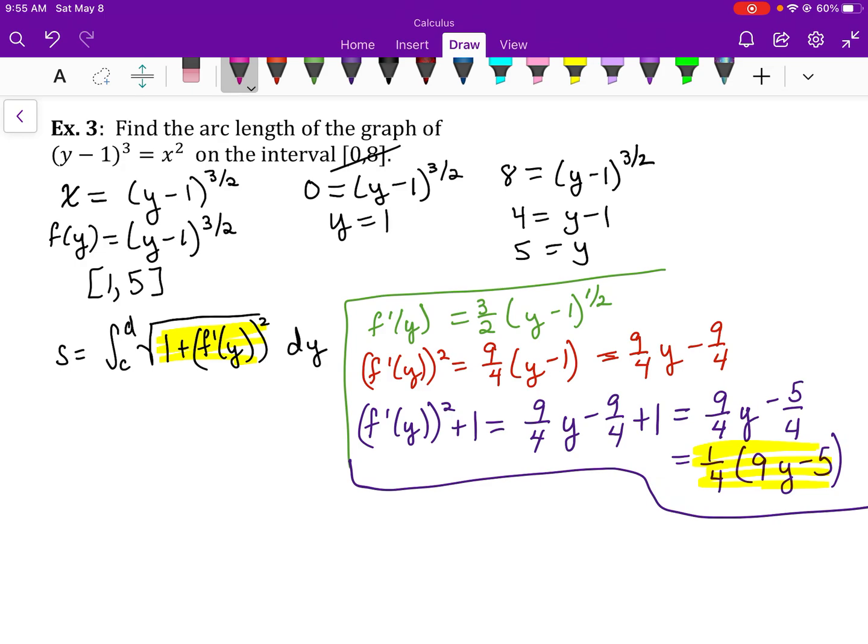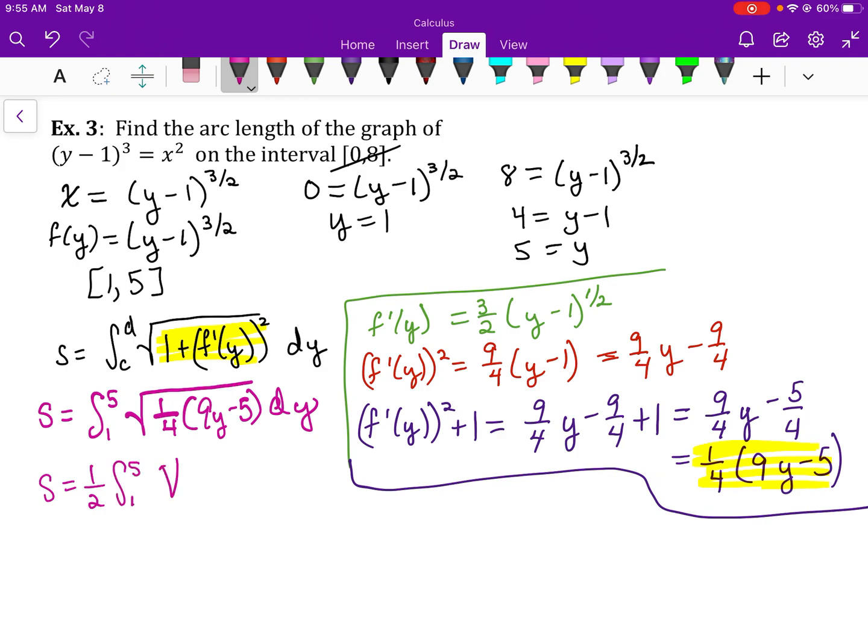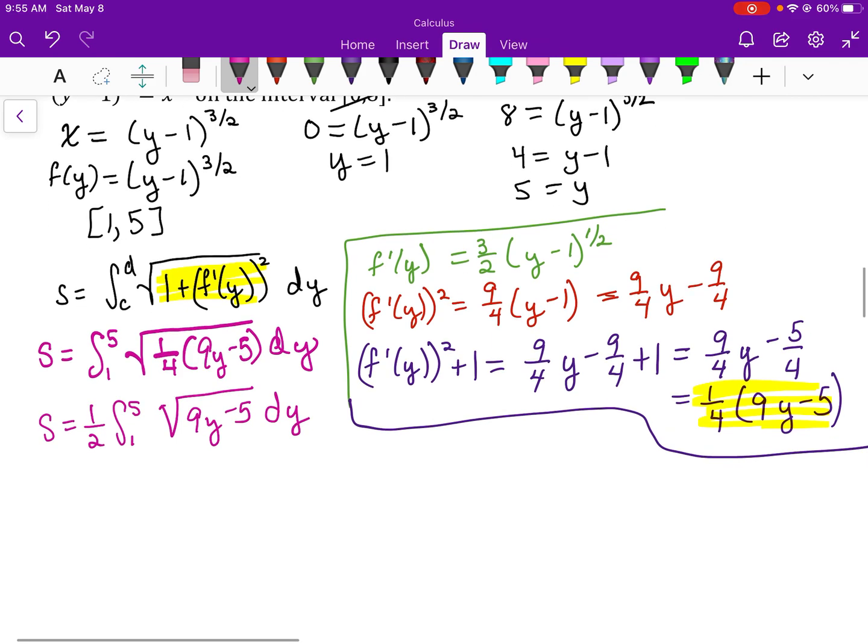Okay, I think we're ready to set up our integration. So we're going to go from now 1 to 5 of the square root of 1/4 (9y minus 5) dy. The square root of 1/4 is 1/2. And we'll be using a little substitution here to integrate the 9y minus 5. So u is 9y minus 5. du is 9dy. So I'm going to have to pop in a 1/9.